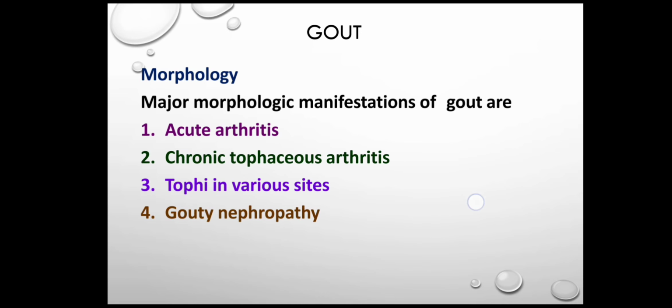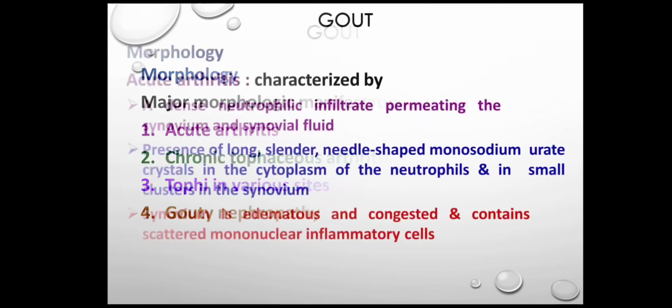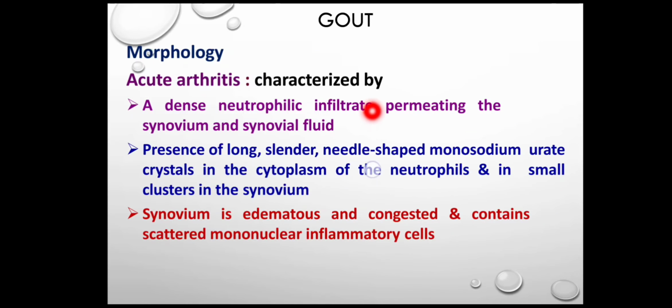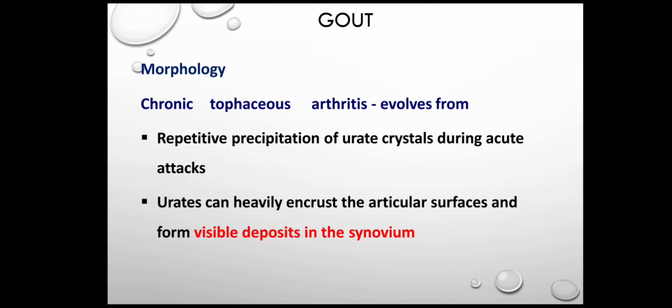The major morphological manifestations of gout are acute arthritis, chronic tophaceous arthritis, tophi in various sites, and gouty nephropathy. Acute arthritis is characterized by a dense neutrophilic infiltrate permeating the synovium and the synovial fluid. There will be long, slender, needle-shaped monosodium urate crystals in the cytoplasm of the neutrophils and also in clusters in the synovium. The synovium will become edematous and congested and contain scattered mononuclear inflammatory cells as well.